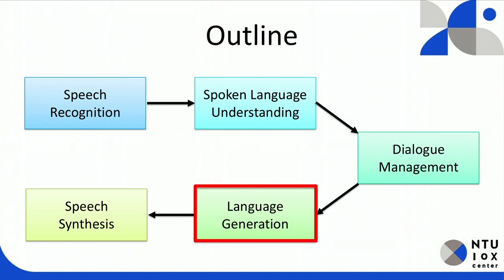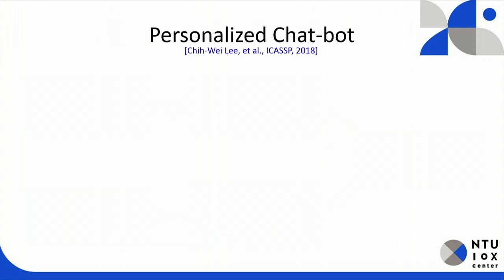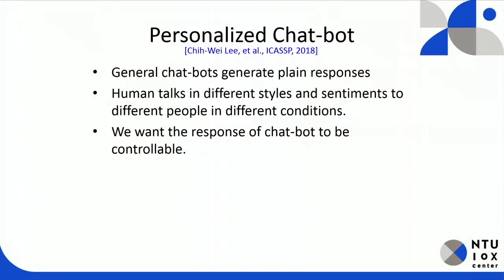And then I'm going to talk about natural language generation. So here, what we want to have is a personalized chatbot. As you know, a general chatbot only generates plain responses. However, we talk in different styles, and humans will talk in different ways to different people in different conditions. So we want the response of the chatbot to be controllable. We want the generated sentence, the generated response, to be controllable.